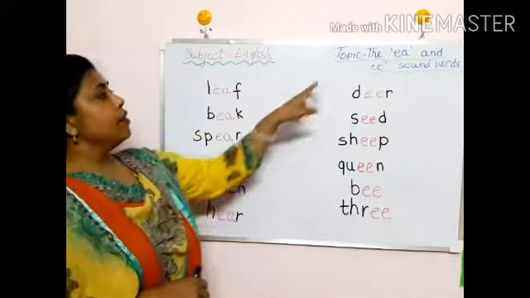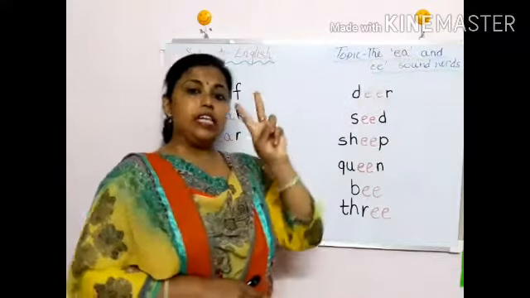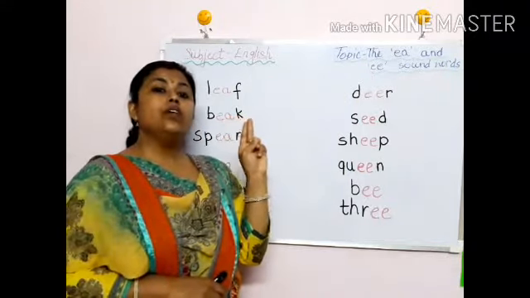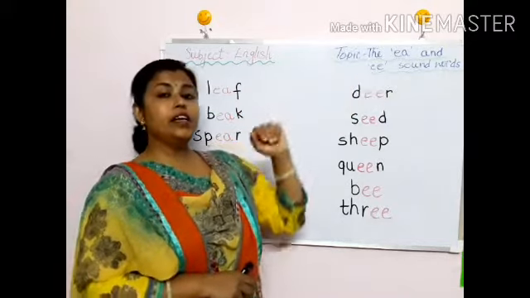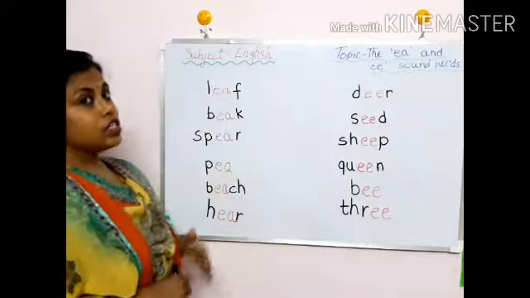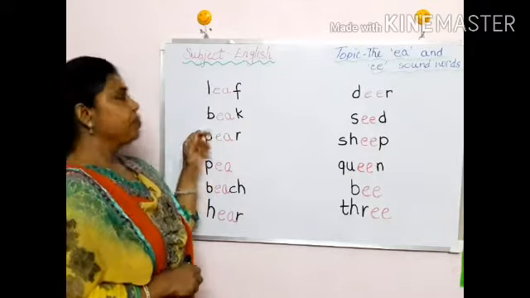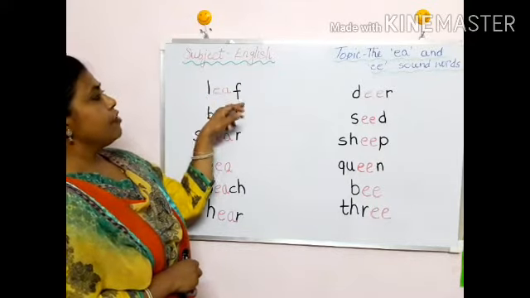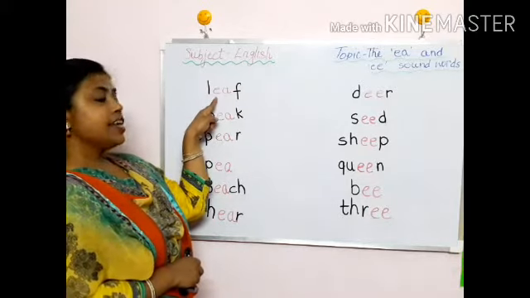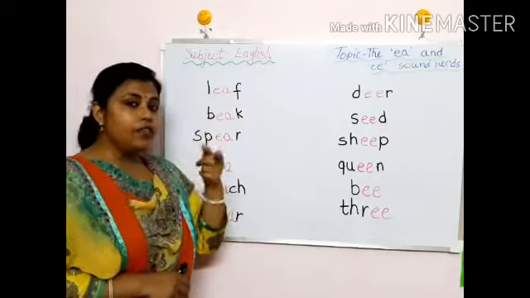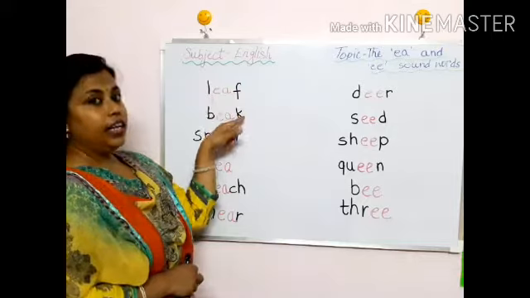Now kids, we will do EA and EE sound words. What is EA? When EA comes together, the sound comes E. And when we write double E, the sound also comes E. Just now you have done with the pictures. Now let's read it again. L, E, F, because EA sounds E. When we write L, E, A, F, how will we speak? We will say L, E, F, leaf.